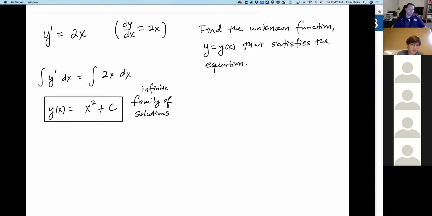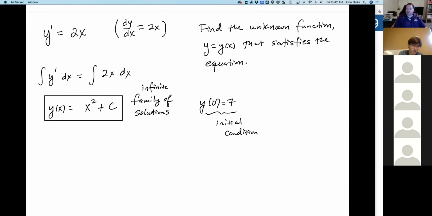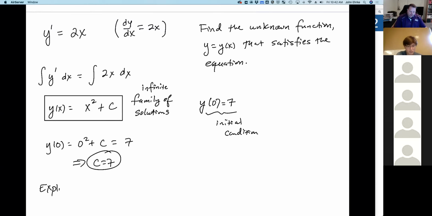So in the problem that's given, you're also told that y of 0 is equal to 7. This is called an initial condition. And the purpose of this initial condition is giving you more data to figure out what C is. So if y of 0 is 7, y of 0 would be 0 squared plus C is 7, which tells me that C is 7. So my explicit solution would be y equals x squared plus 7 is the answer to this differential equation.